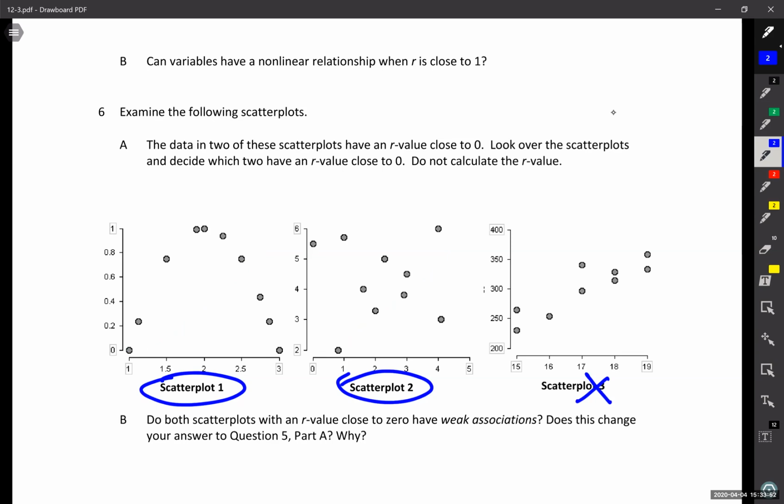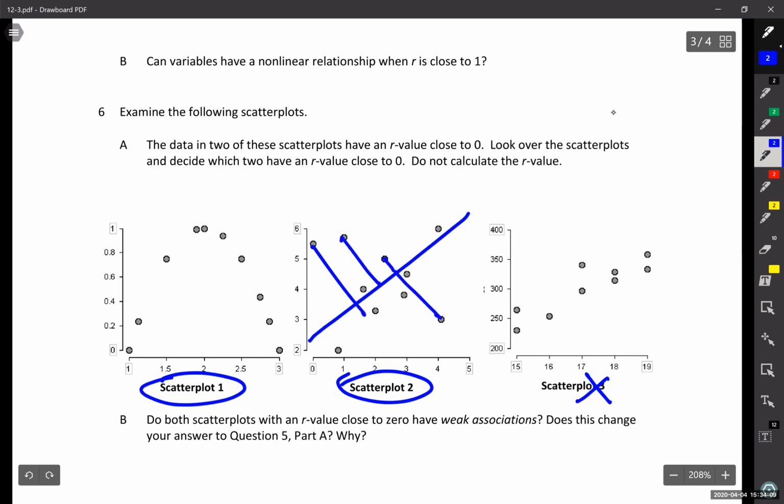Do both scatter plots with an R value close to 0, so looking at scatter plot 1 and 2, do they both have weak associations? And so, looking at this, that is very weak. Look how far away from the line those dots are. Ooh, that's very weak. But scatter plot 1, now if the question said, do they have weak linear associations? I would say yes, that does not make a line. But does that form a pattern?